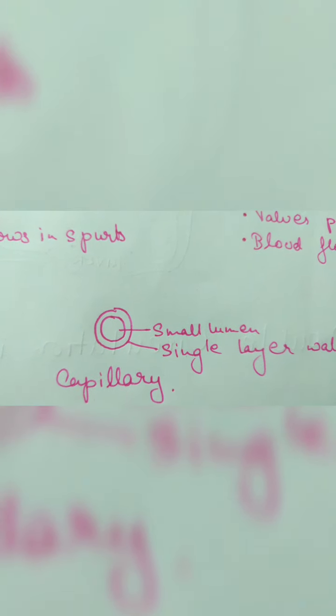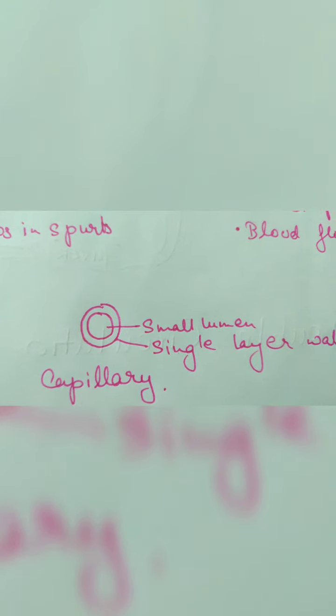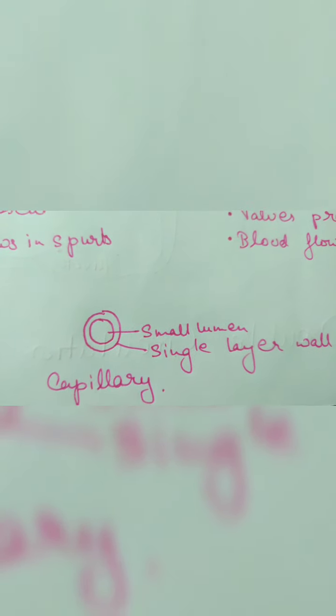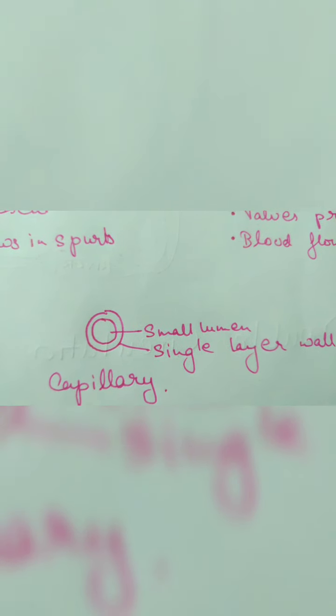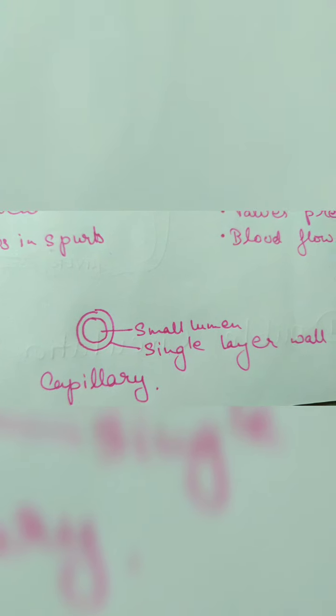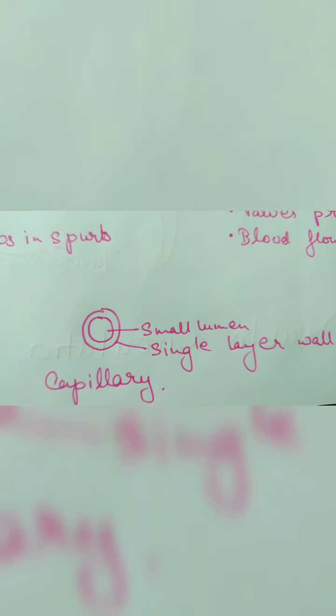Now we come down to the capillaries. Capillaries are single layer walled structures. They have a very small lumen and they are very thin, which helps them in the diffusion of certain raw materials and gases. Capillaries become a connection between the arteries and the veins and help in the exchange of raw materials between the blood and the various organs of the body.